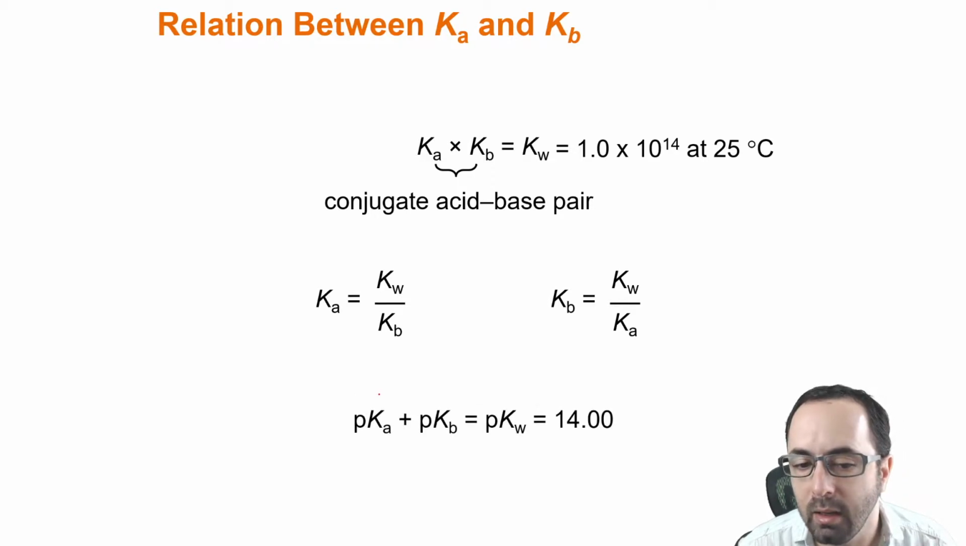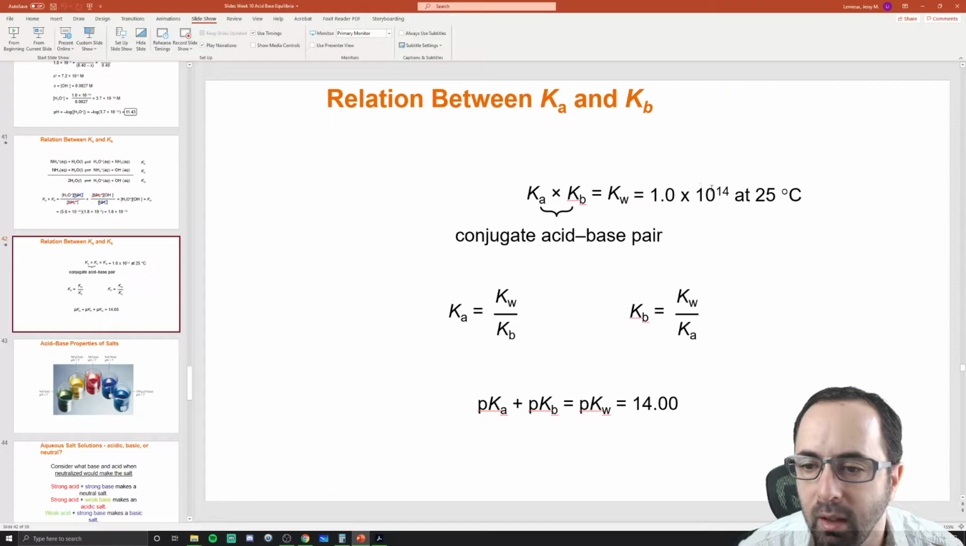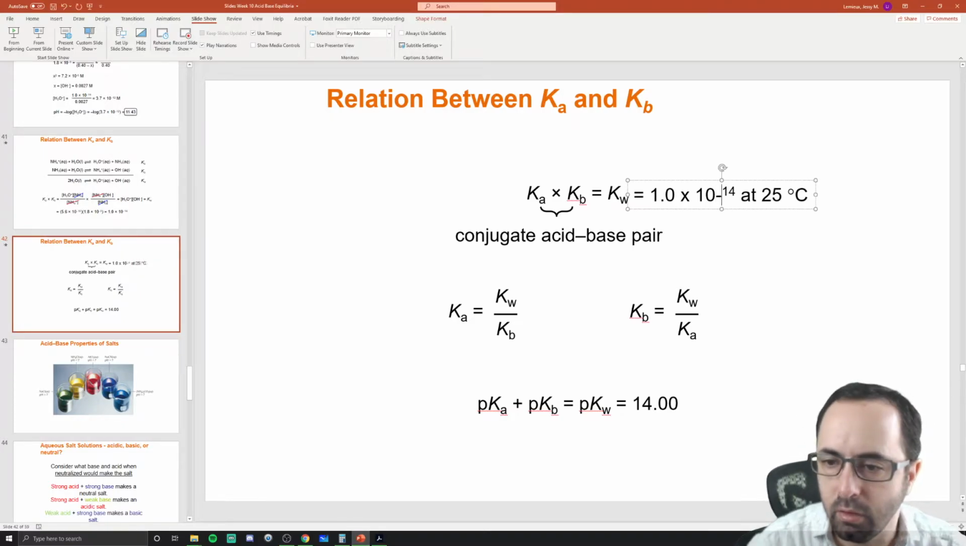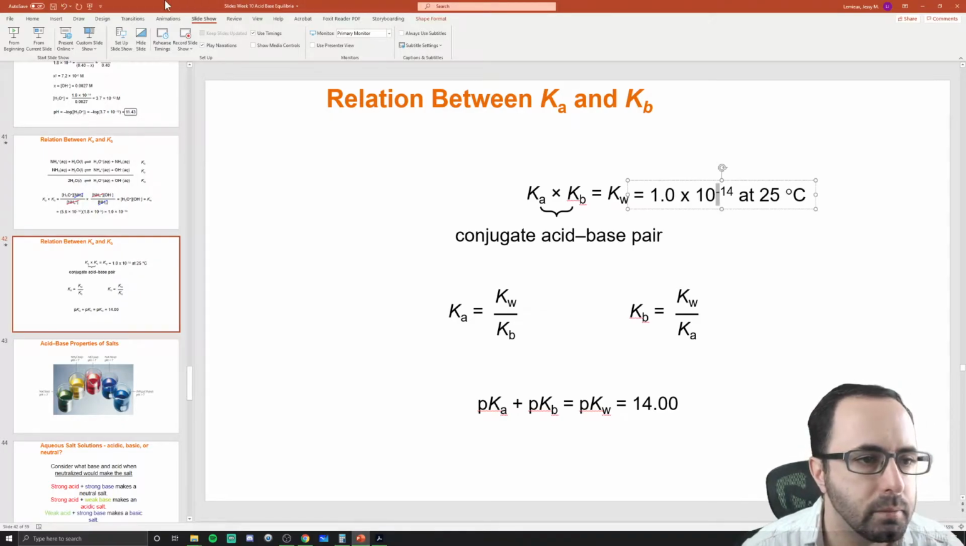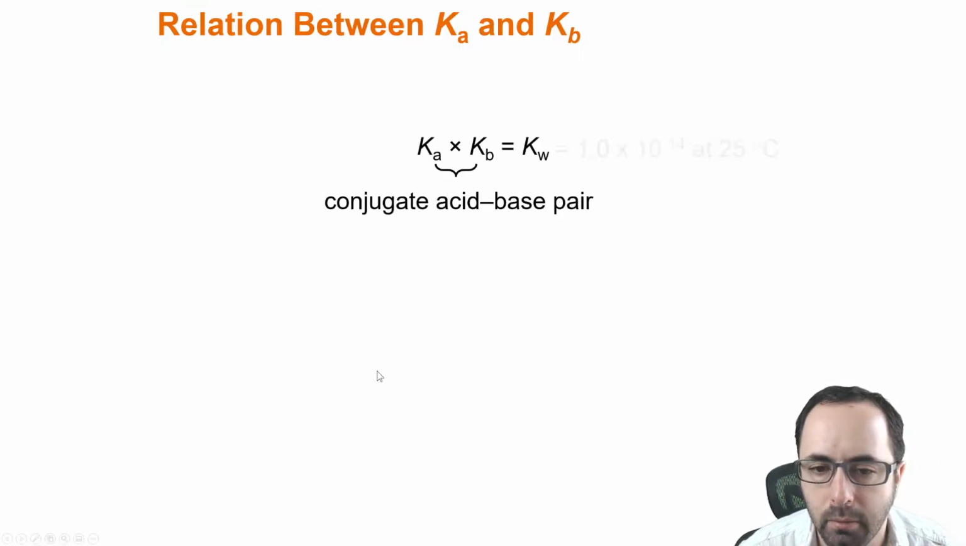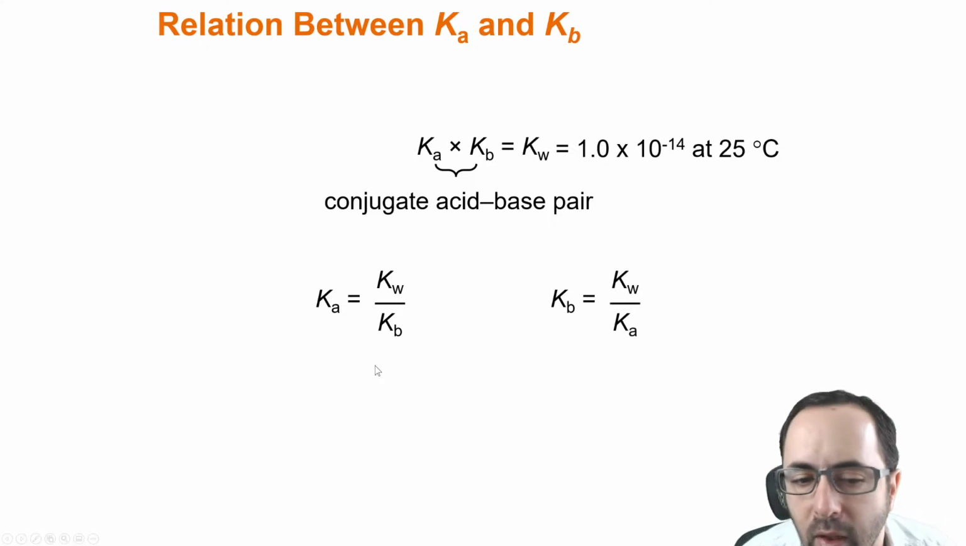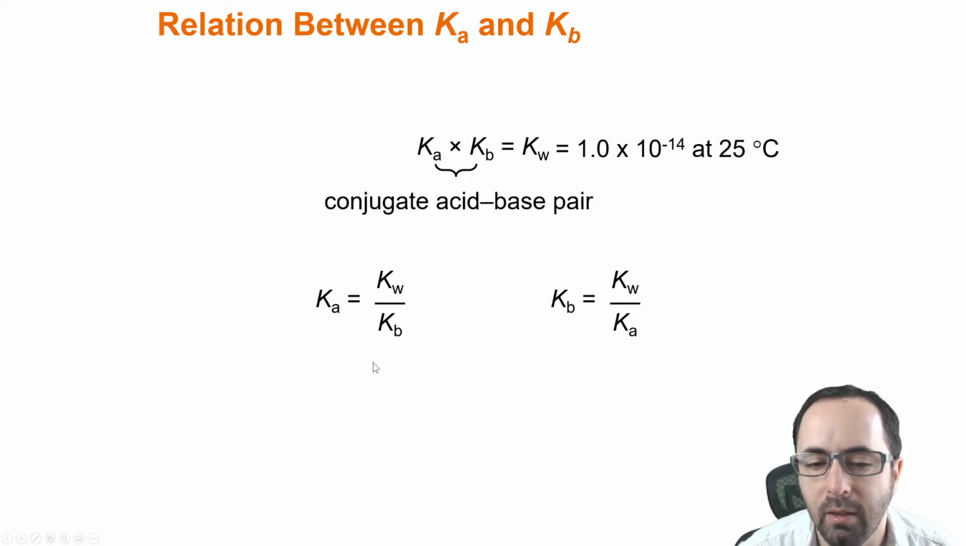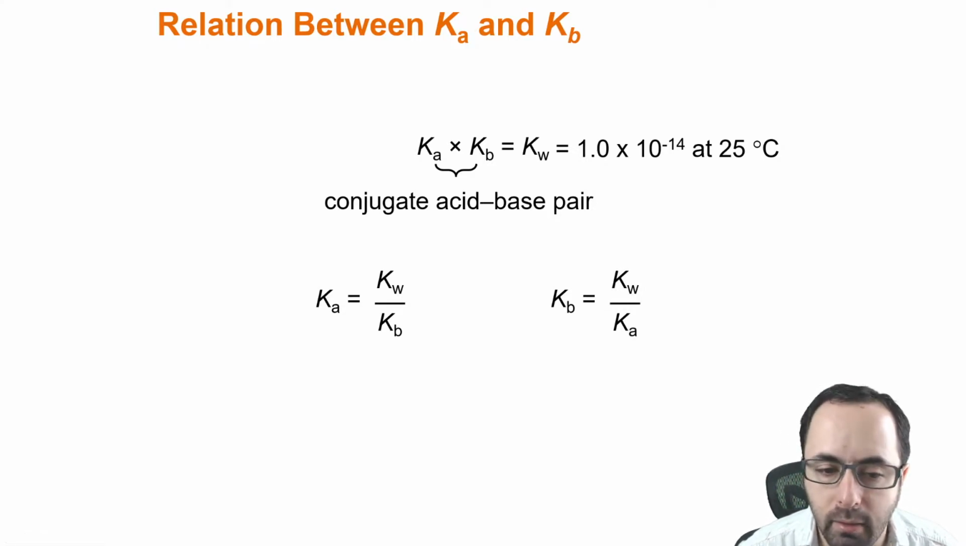Also, a related equation is if you add pKa and pKb, they add up to pKw, which is 14, the negative log of 1 times 10 to the minus 14. Here, this slide for some reason has a positive sign; this should definitely be minus. And so we're going to use this fact to calculate Kas and Kbs for ions.